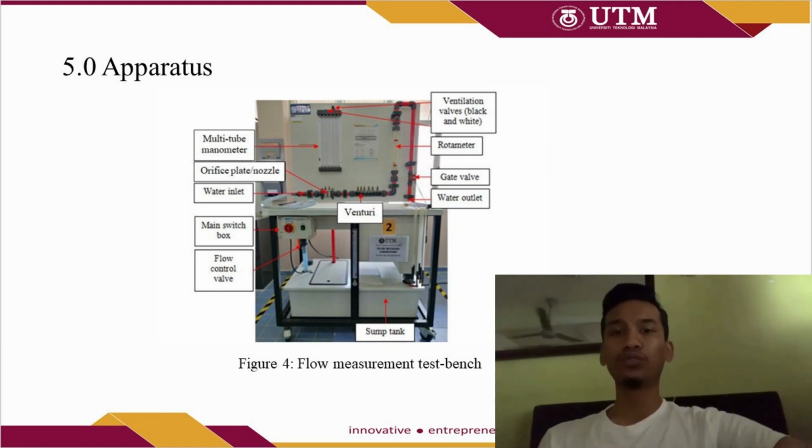So this is the apparatus that we use in the experiment, which are: multi-tube manometer, orifice plate or nozzle, water inlet, main switch box, flow control valve, venturi, sump tank, water outlet, gate valve, rotameter, and ventilation valve, which are black and white.